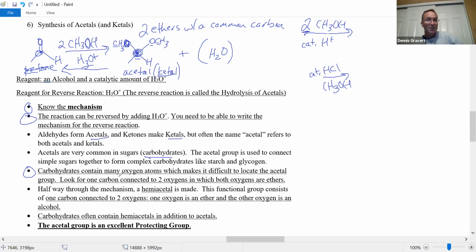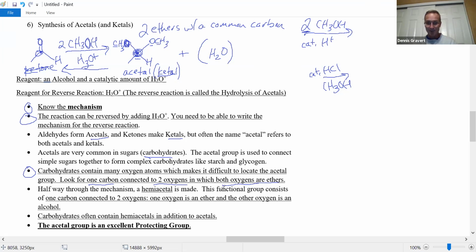When you have to hydrolyze your acetals and go back to the aldehyde or ketone, to go back to the double bond O, look for that one carbon that's connected to both ether oxygens. Both oxygens are ether. That'll identify the carbon that will be double bonded after hydrolysis, after you reverse the reaction.